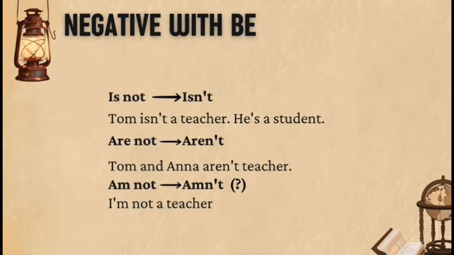Negative with be. Not makes a sentence negative. Not can be contracted with is and are. Is not is contracted into isn't. For example, Tom isn't a teacher, he's a student. Are not is contracted into aren't. Tom and Anna aren't teachers.